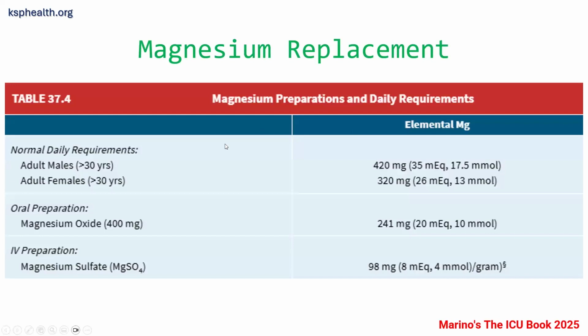The normal daily requirements are 420 milligram for adult males and 320 milligram for females. Oral preparation is available as magnesium oxide 400 milligram, which gives 241 milligram elemental magnesium. IV preparation is available as magnesium sulfate, which gives 98 milligram per gram.